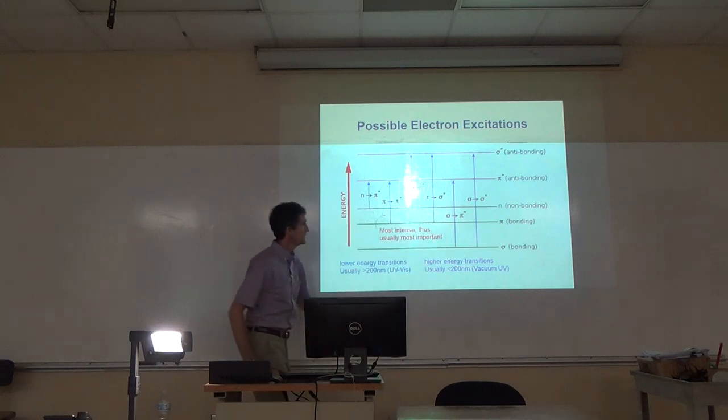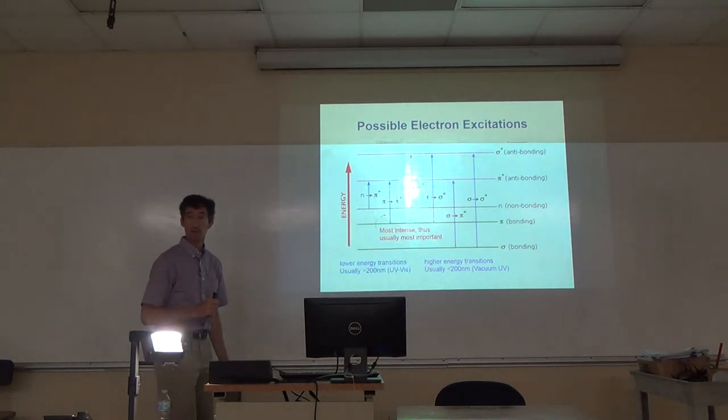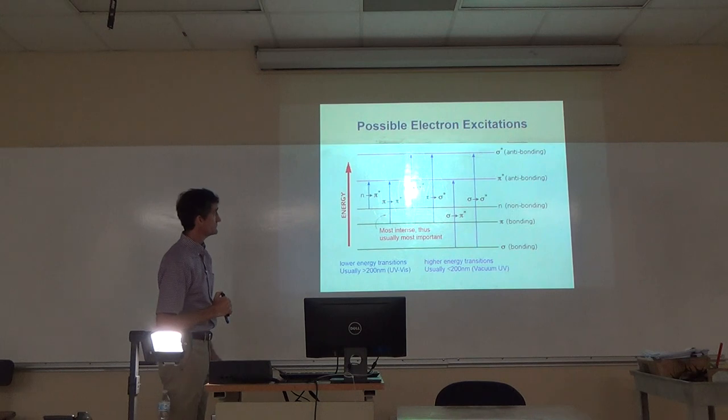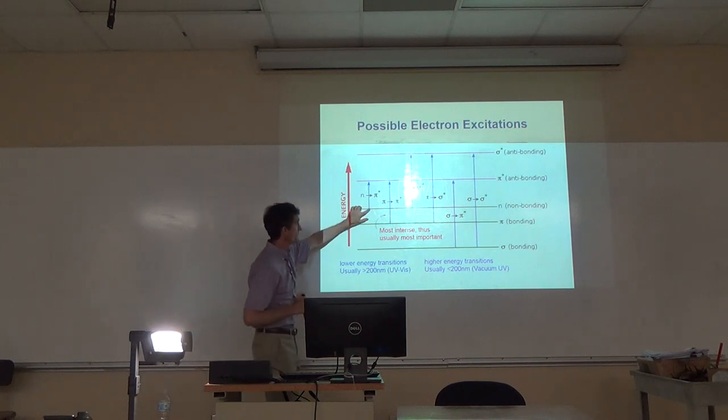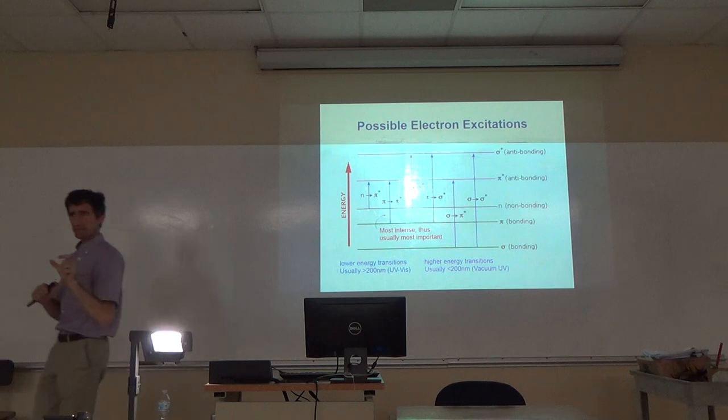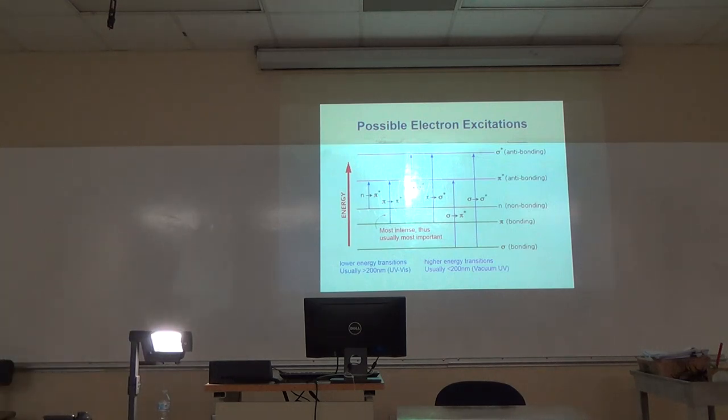Which is the weakest on here, or the easiest? This one? Yeah. What type of electrons are being excited here? Lone pairs. Does it make sense that it's easiest to excite a lone pair? It's not participating in bonding. Lone pairs are easiest to excite.